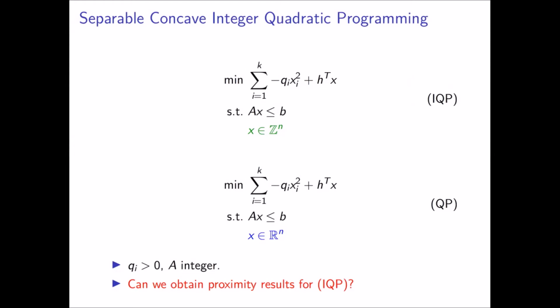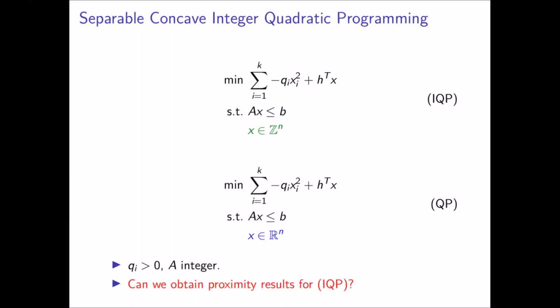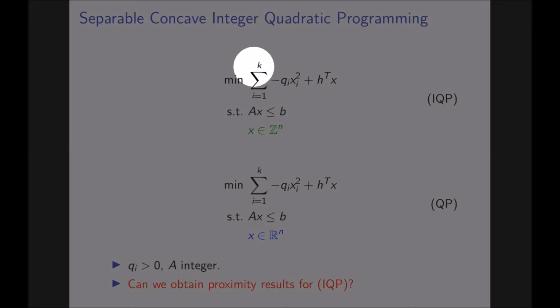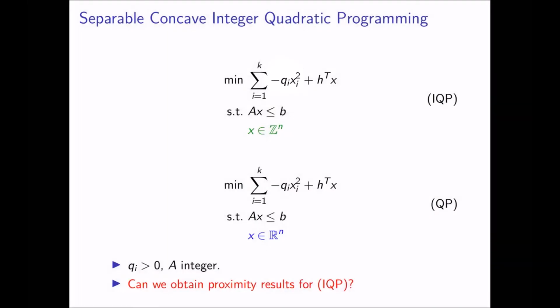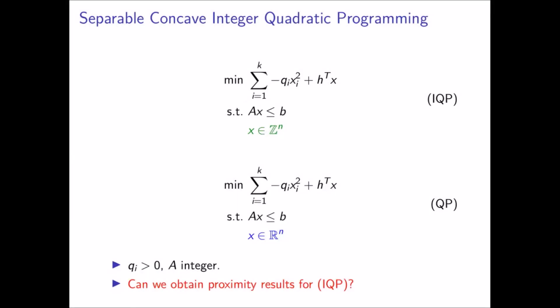So this is the separable concave integer quadratic programming problem, where we minimize the sum of minus q_i x_i squared for i that ranges from 1 to k. So this parameter k allows us to control the number of nonlinear variables in the objective, which can therefore be strictly smaller than n. And we also have a linear part of the objective, which is plus h transposed x. The constraints are Ax less than or equal to b and x in Z^n.